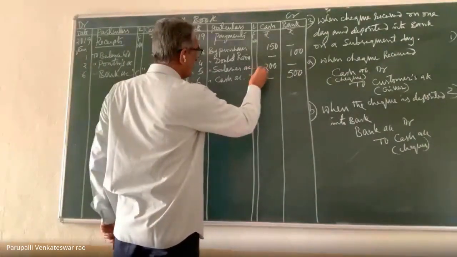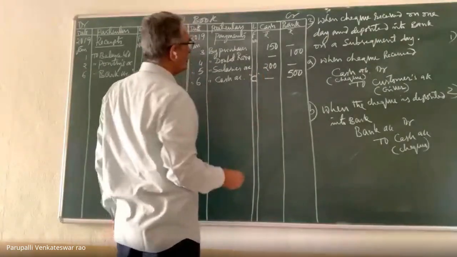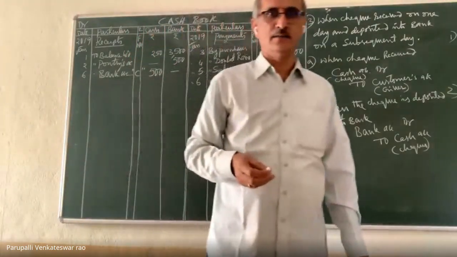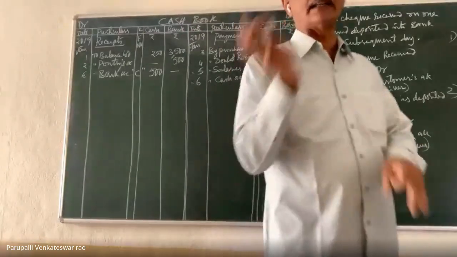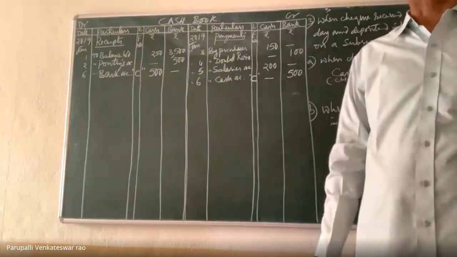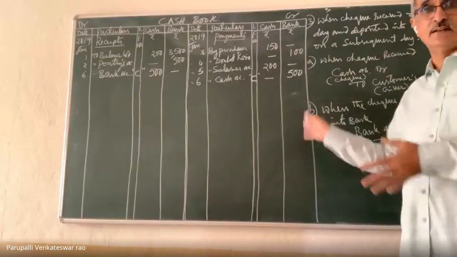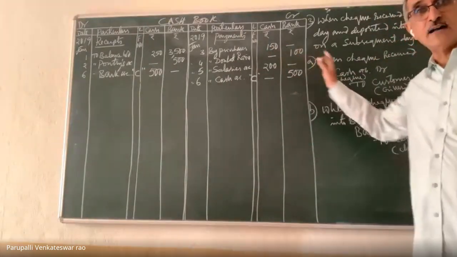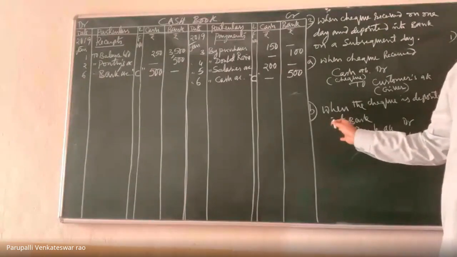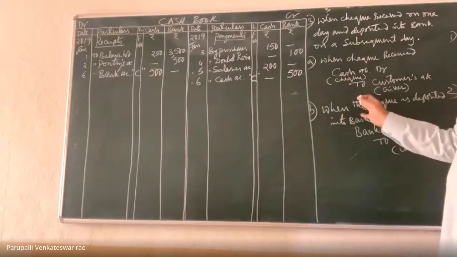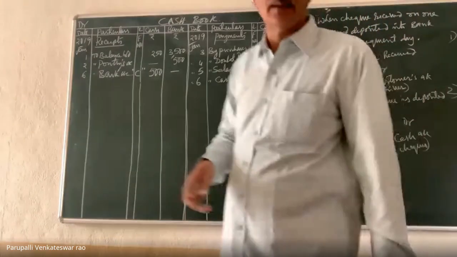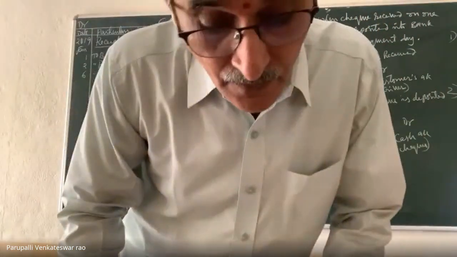In the ledger folio column, write the letter C. C indicates contra. Contra means it appears on the other side of the account also. It appears on both the sides, debit side as well as credit side. So the letter C indicates contra, recorded on both the sides of the cash book. It is over. Next. What is next?